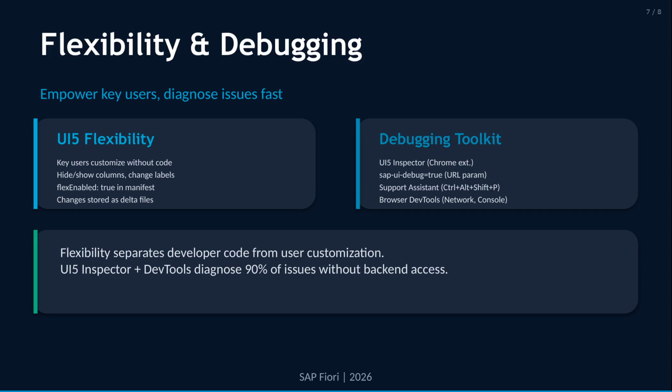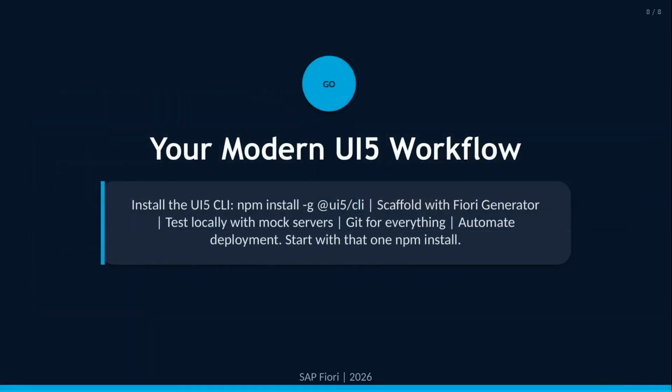Second, debugging. The ui5 inspector is a browser extension available for Chrome that lets you inspect the ui5 control tree, view binding information, and trace data flow in any running Fiori app. For deeper debugging, add the URL parameter sap-ui-debug=true to load unminified ui5 sources with full stack traces. Combine the ui5 inspector with the browser's standard DevTools network and console tabs, and you can diagnose most issues without touching the backend.